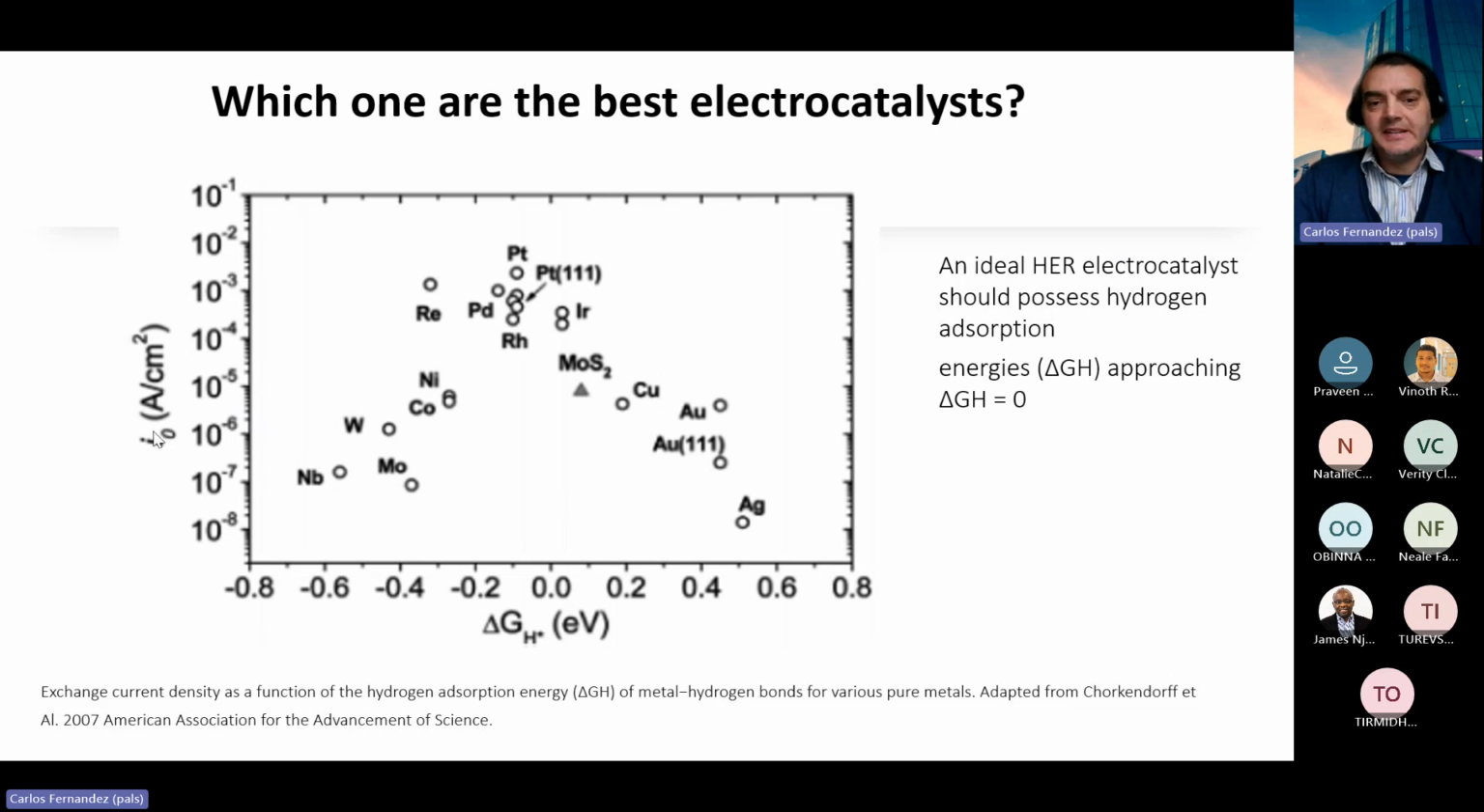So this is a representation of an ideal hydrogen evolution reaction electrocatalyst. It should possess hydrogen adsorption energies approaching delta G equal to 0. So as you can see, when we approach 0, the best materials are platinum, rhenium, palladium, iridium, rhodium, cobalt, nickel, tungsten, molybdenum, niobium, copper, gold, and silver. Okay, so those are the most powerful electrocatalysts, and this depends obviously on the energies, as I mentioned earlier on.